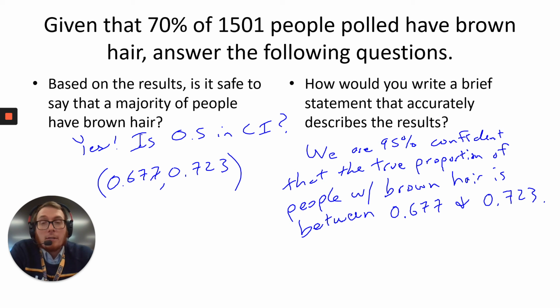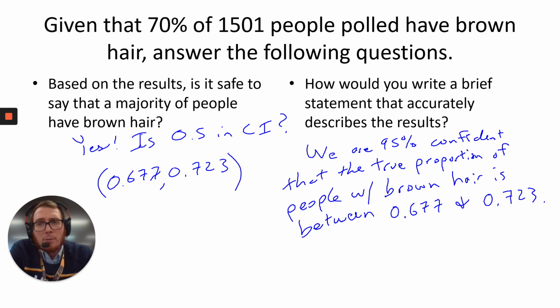Based on these results, can we confidently say that a majority of people have brown hair? And the answer is yes. If it's a majority, that means that we want higher than 50% of people. So if we look at our confidence interval, this entire confidence interval is above 50%. And as long as all of it's above 50%, we're fairly confident, 95% confidence, that it's in that majority.